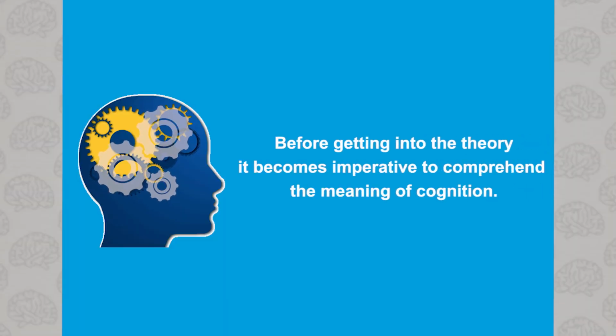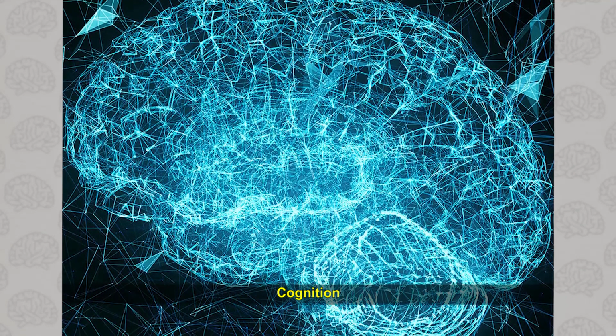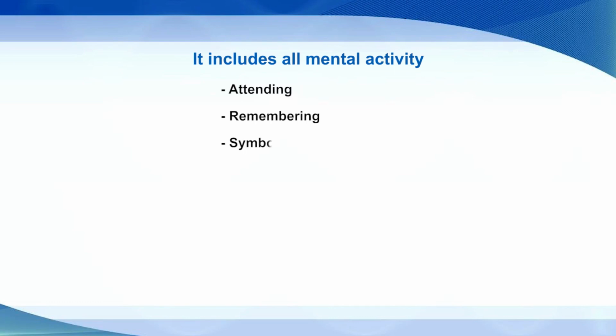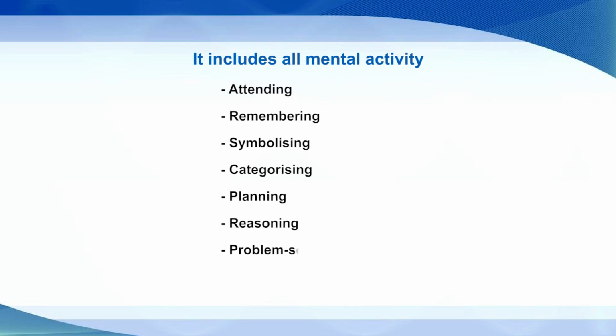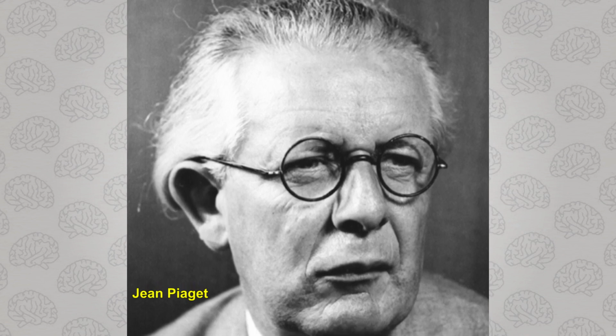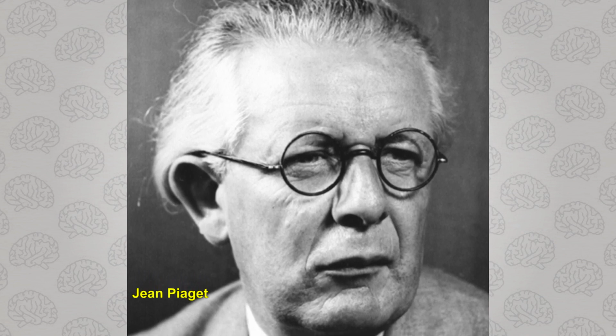Before getting into the theory, it becomes imperative to comprehend the meaning of cognition. Cognition refers to the inner processes and products of the mind that lead to knowing. It includes all mental activity such as attending, remembering, symbolizing, categorizing, planning, reasoning, problem solving, creating and fantasizing. Jean Piaget, a biologist by profession, became a cognitive theorist by observing his own 3 children.